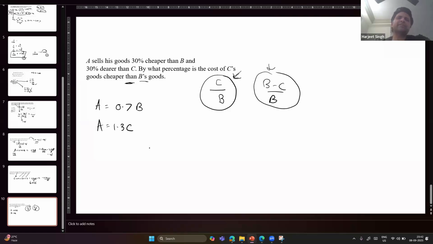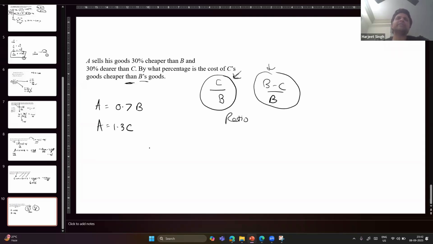So always try to get a ratio, and then you can determine whether it is an increase or decrease, and by how much. If you get a ratio of say 0.5, then C is 50% cheaper than B. If this ratio comes out to be 0.8, then C is 20% cheaper than B. So once you have the ratio, it becomes easier to interpret. And this is more difficult to calculate.